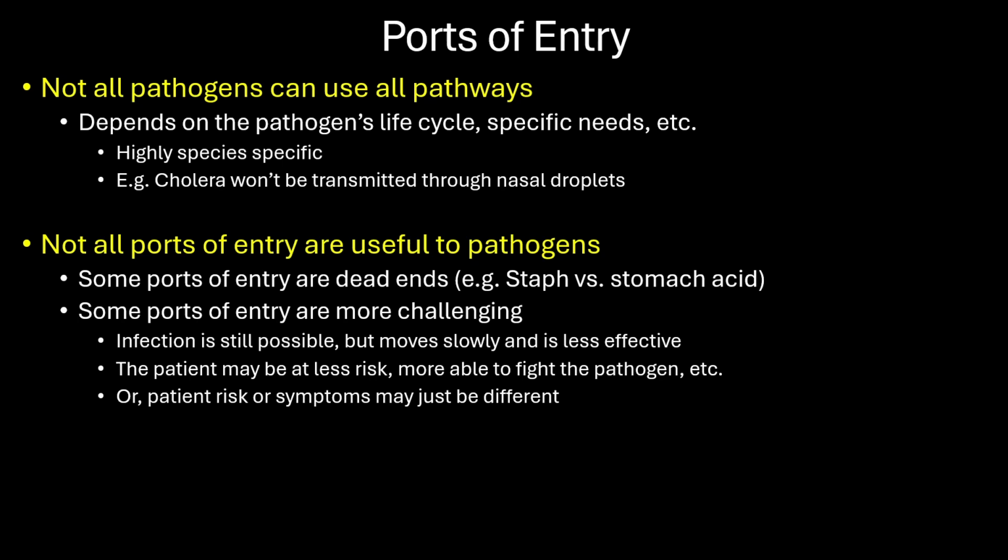Some ports of entry are simply not available to some species, and it really depends on the pathogen's life cycle, their specific needs, their specific adaptations for how they do their infection and how they utilize their host. There's a highly species-specific quality to this. For example, cholera, a bacterial infection, is something that can't be transmitted through nasal droplets. Cholera is a gut infection. It has to exist in the gut or get access to it somehow in order for it to go through its life cycle. Cholera never enters your nasal passage. Something has gone very strange if it has.